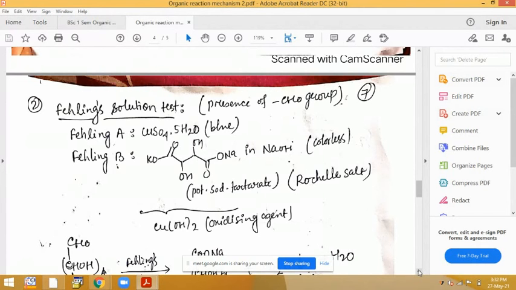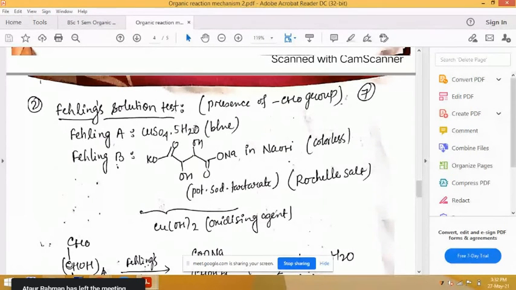Where Fehling A is copper sulfate, which is blue in color, and Fehling B is potassium sodium tartrate, that is the salt of tartaric acid, in NaOH, and which is colorless. And this salt, potassium sodium tartrate, is also called Rochelle salt.